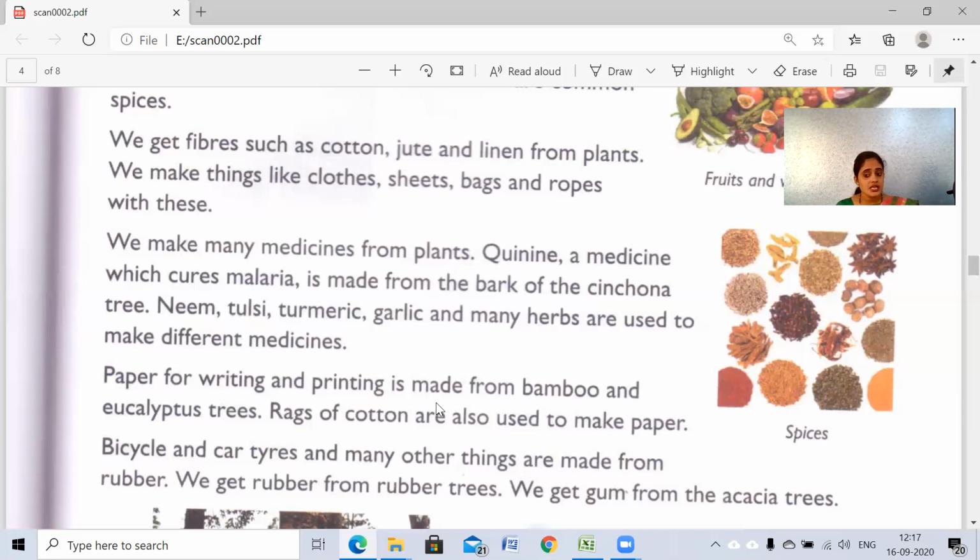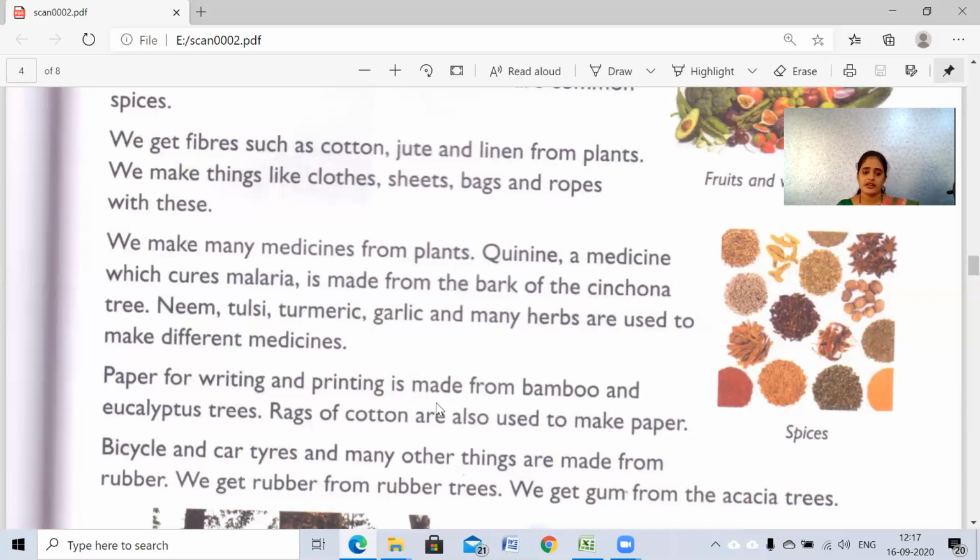Neem, tulsi, turmeric, garlic, and many herbs are used to make different medicines. Especially we commonly use neem, tulsi, turmeric, and garlic at home for curing so many diseases like cold and cough. We use these herbs for different purposes for treating disease. Okay? Then for what else do we depend upon plants?